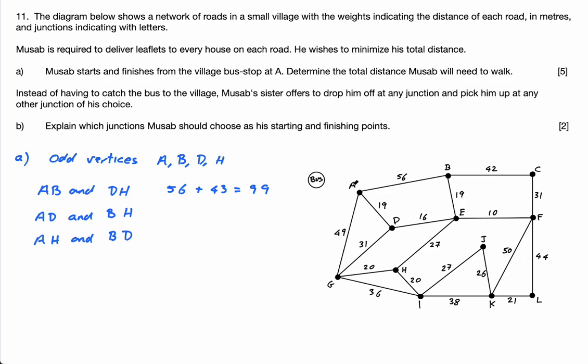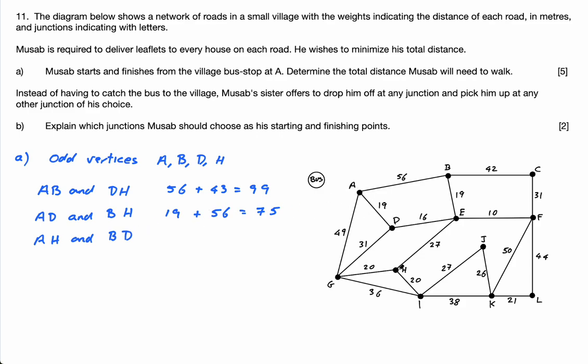Okay, now let's look at AD and BH. AD is 19, and BH it's going to be this way. It's going to be 19 plus 27, which is 56. 19 plus 56 is 75. Now, guys, you may think, right, it's definitely going to be this one, but that's not good enough. You have to show it. You have to show the next one as well. And it might be this.